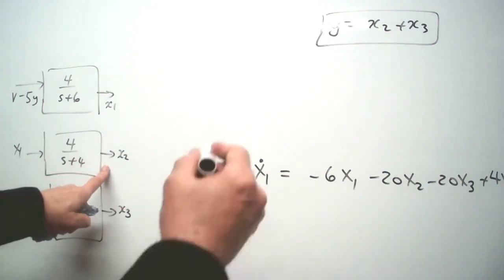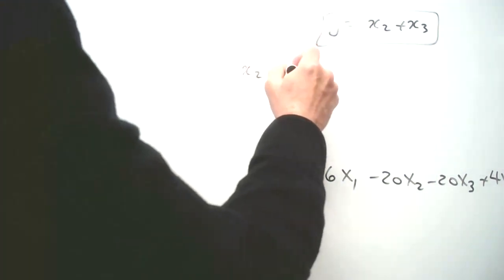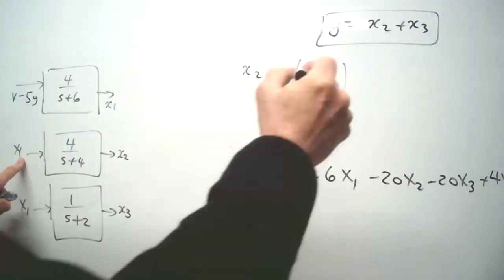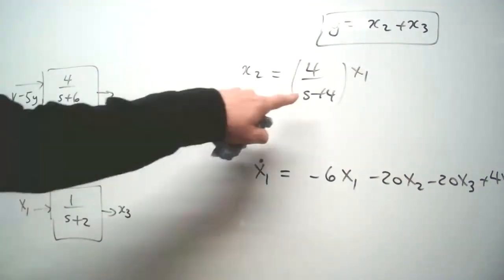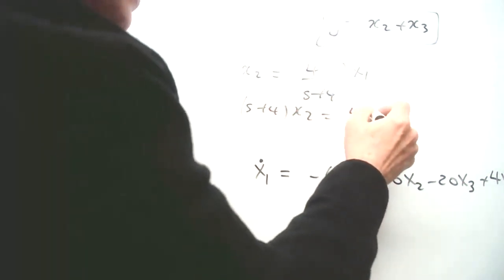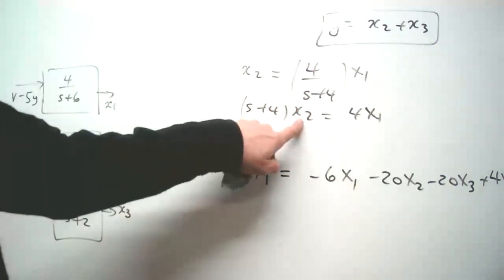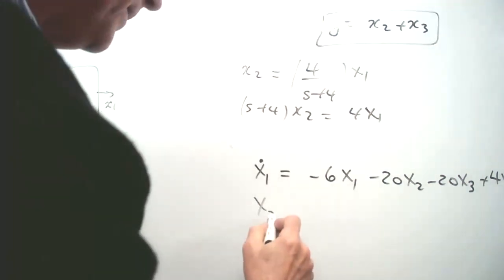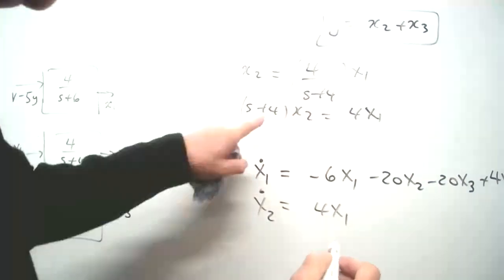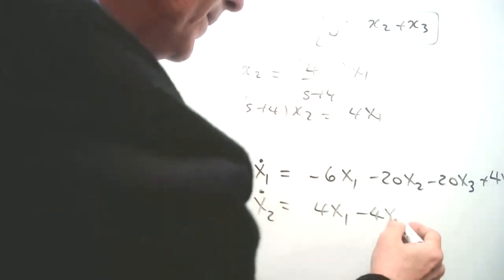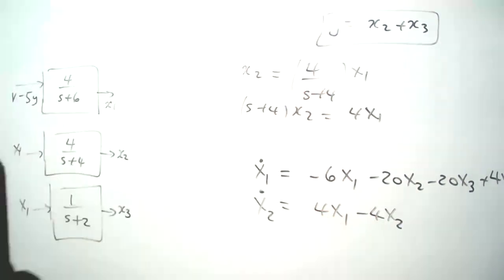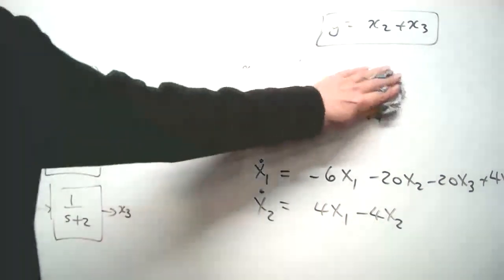The second one we get from basically simply now. x2 equals 4 over s plus 4 multiplied by x1. So we can move this over there, so we get s plus 4 times x2 is 4x1. But s times x2 is x2 dot, and that will equal 4x1 minus 4x2, because the plus sign here, when it goes over onto that side, becomes minus. Okay, so that's the second one done.